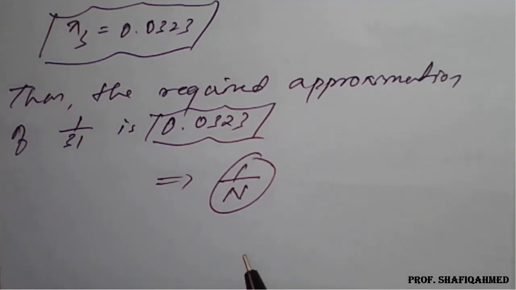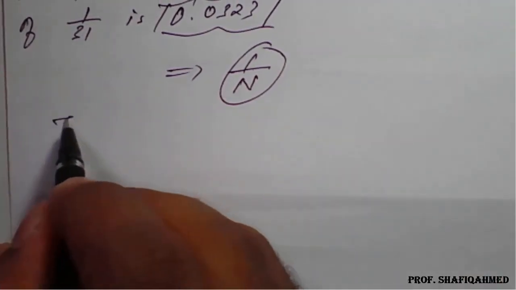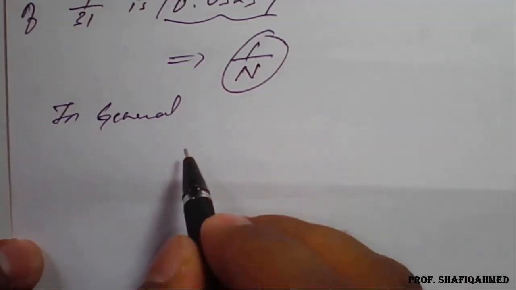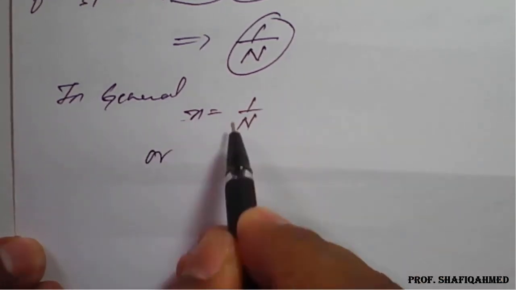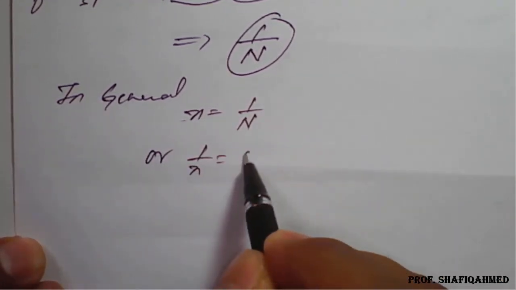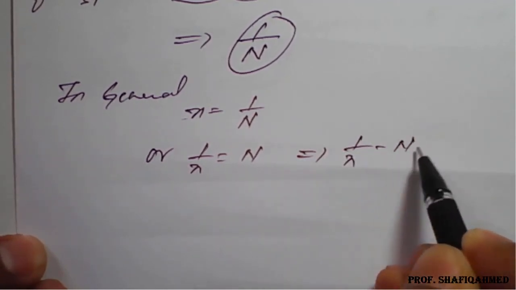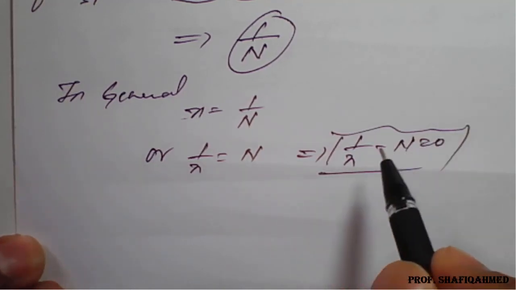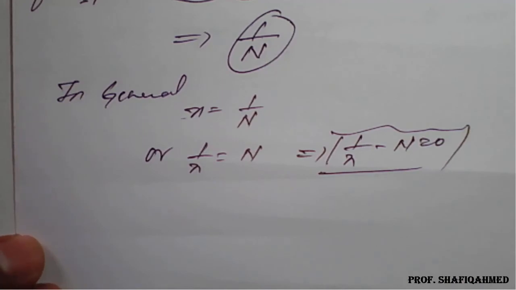So you have to convert it once again, that is x is equal to 1 upon n. So in general, if 1 upon n is given, we have to consider x is equal to 1 upon n, or we have to rearrange it as 1 upon x is equal to n, which implies 1 upon x minus n equal to 0. We have to prepare an equation. So this n can take any number like 1, 2, 3, 4, 5, 6, 7, 8, any number. Based on that we need to work out.